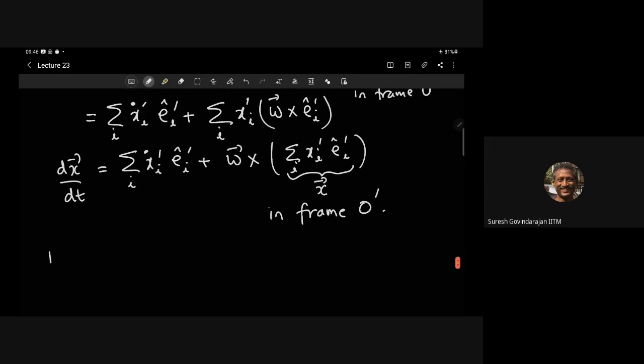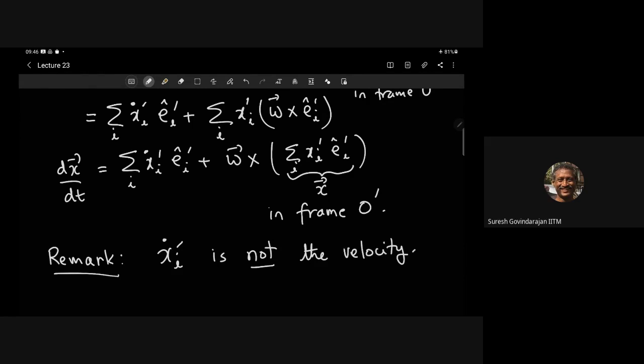The most important remark here is that what observer O prime was thinking, like a physicist would have said, is not the velocity, because there's an extra piece. Rather, not the components of the velocity.